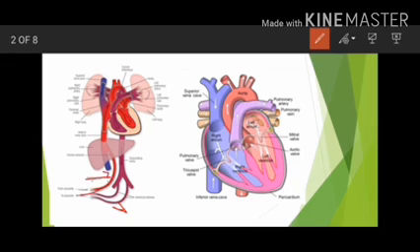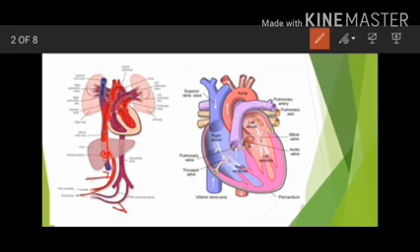The umbilical vein takes oxygen rich blood and passes under the liver. It joins with the hepatic vein. This hepatic vein joins with the inferior vena cava. The joining of two veins, as we already said, is called the ductus venosus. And this inferior vena cava pours blood into the right atrium.